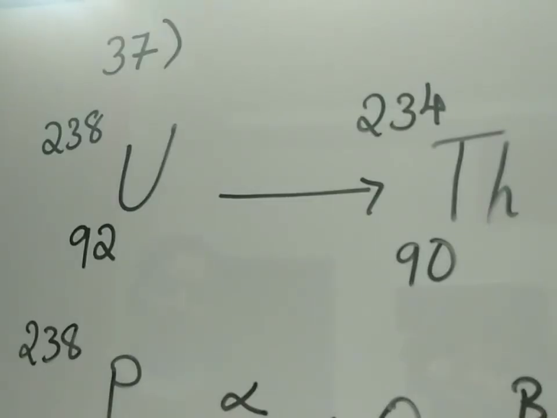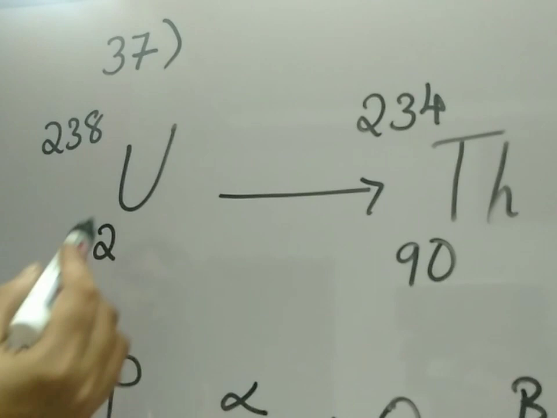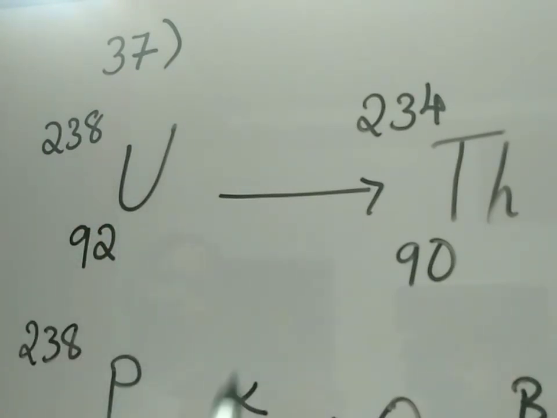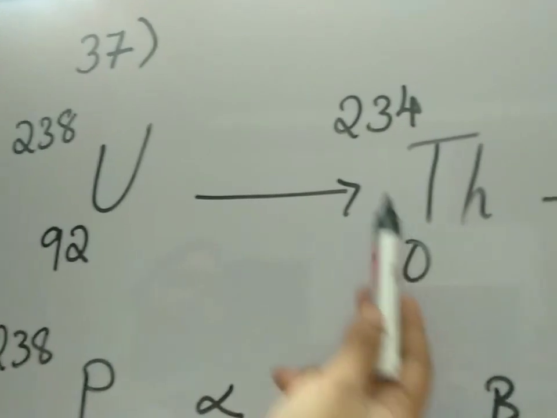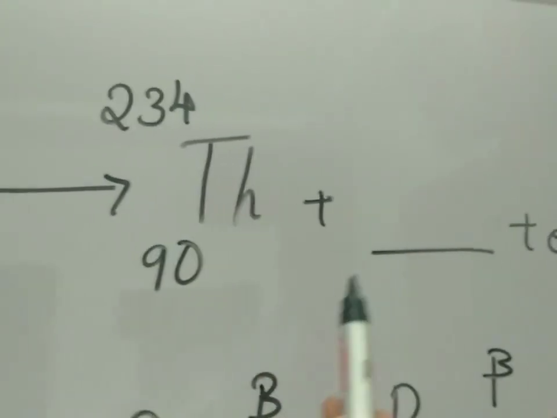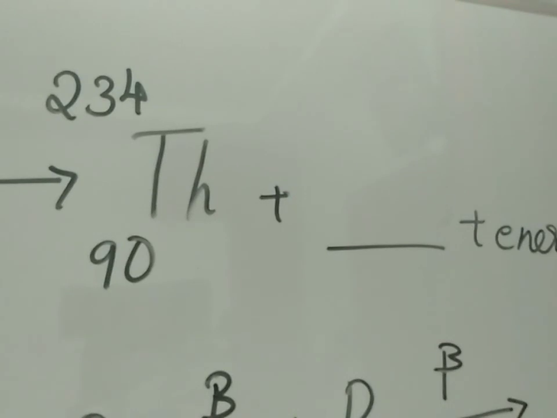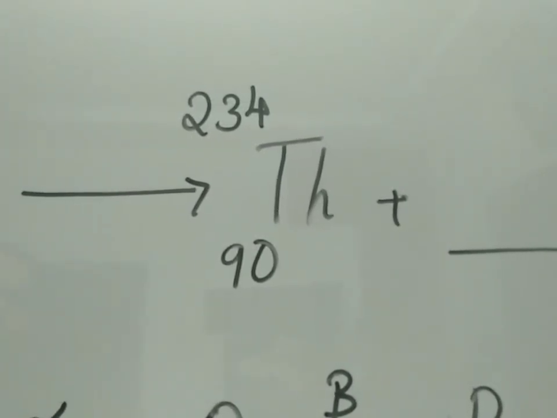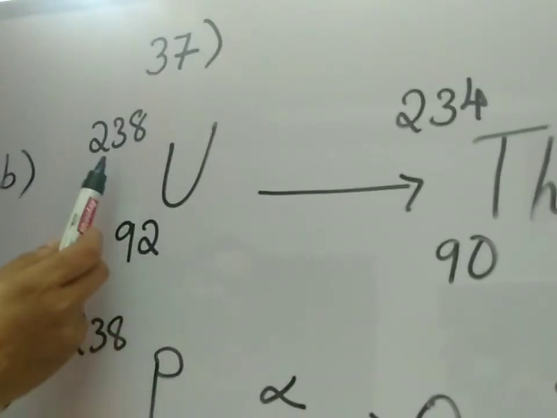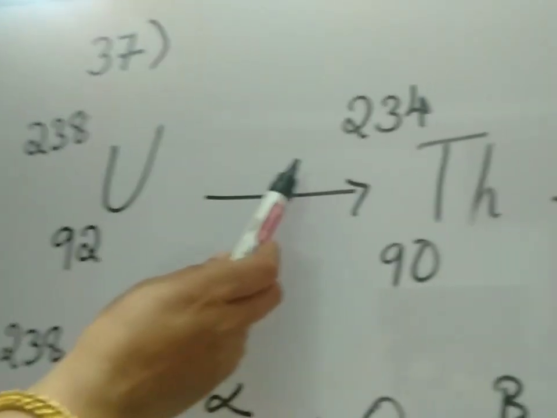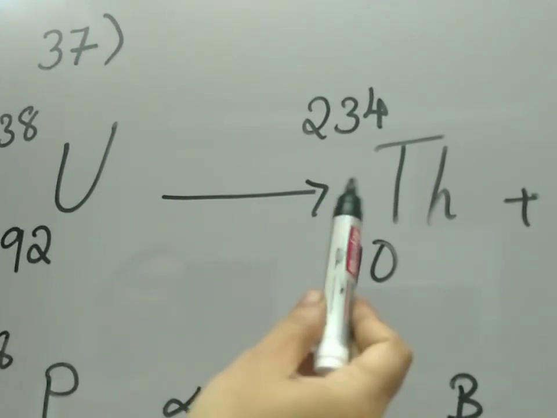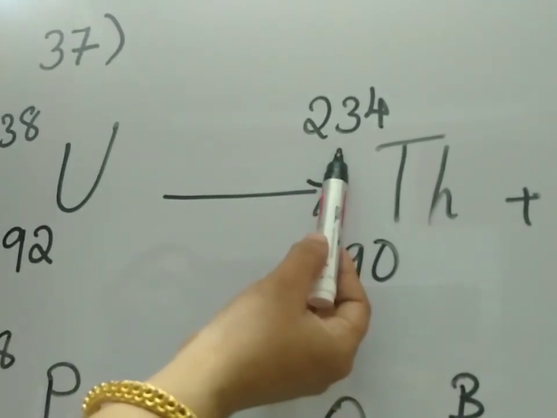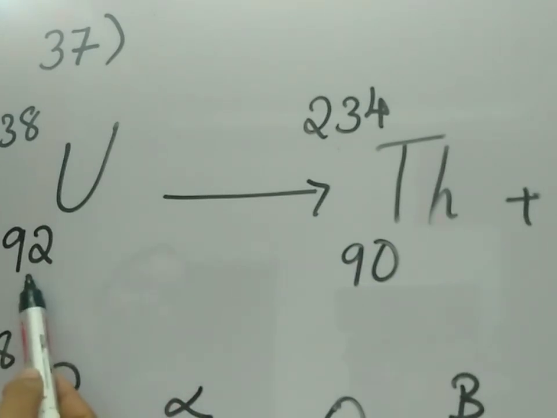Next, question number same 37, in that B. Here you can see uranium-238-92. When it decays, it becomes thorium-234-90 plus dash plus energy. So we have to find which kind of emission takes place, as it is not mentioned. What we have to do: here it is uranium-238. From 238 it becomes 234. That means there is a difference of 4. Here a difference of 4, and here 92 changes to 90, that is a difference of 2.